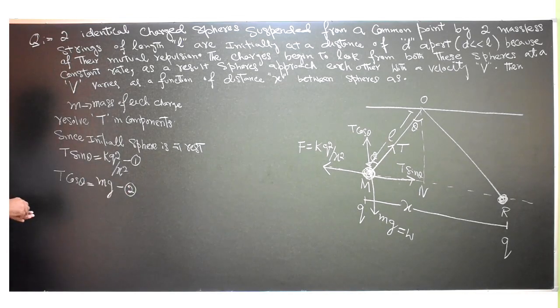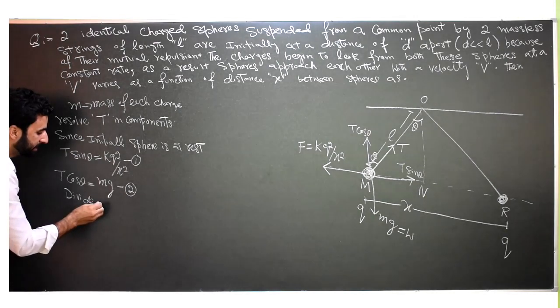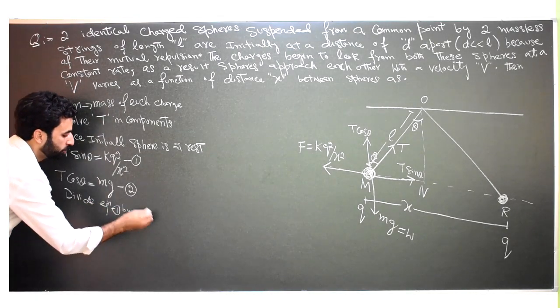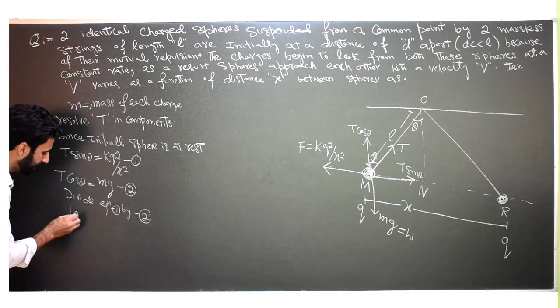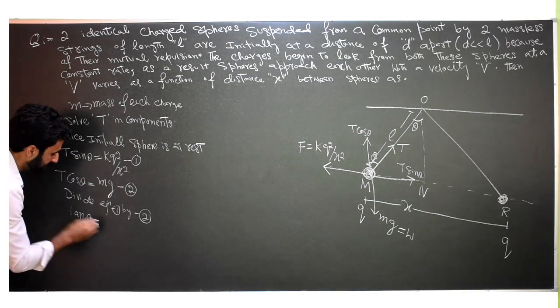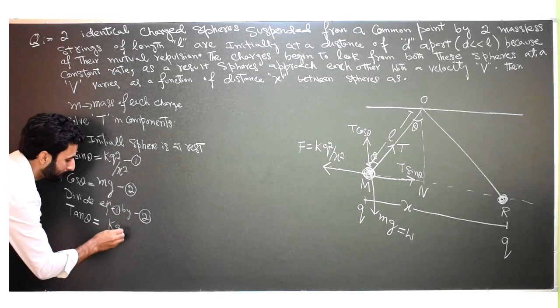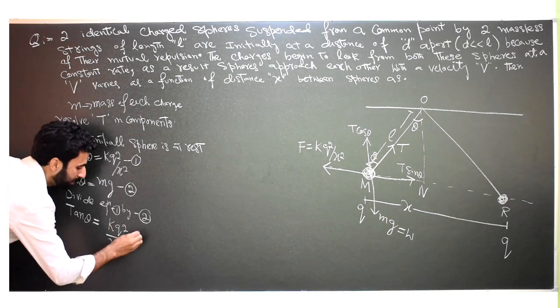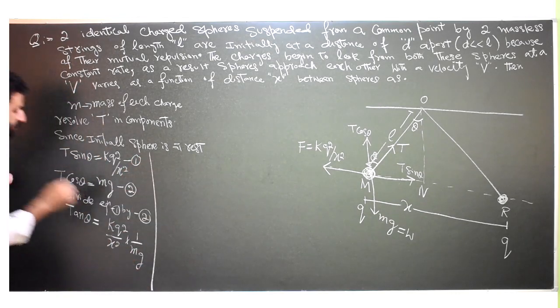If we divide equation 1 by equation 2, T and T will cancel, sin theta by cos theta is tan theta. This is equal to kq square by x square into 1 by mg. This will be tan of theta.